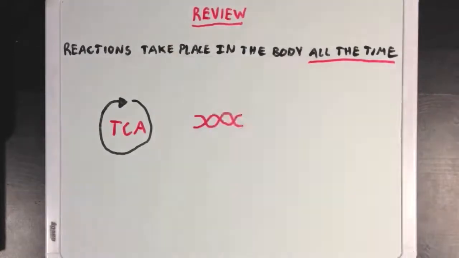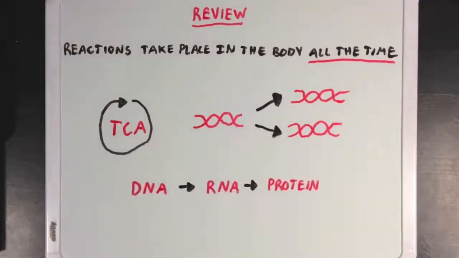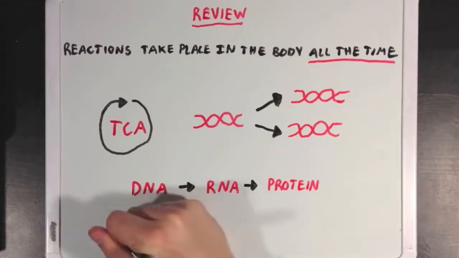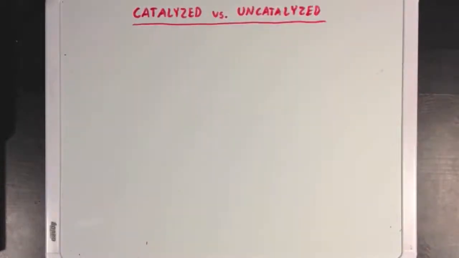DNA replication, which needs to happen before a cell can go through mitosis, is also just a series of reactions. And this also applies to the expression of genes, going from DNA to RNA to protein. And we need enzymes because enzymes make all of these reactions go much faster. Let's look at this idea a little more deeply, and how a reaction will go on differently when it has an enzyme versus not having one at all.